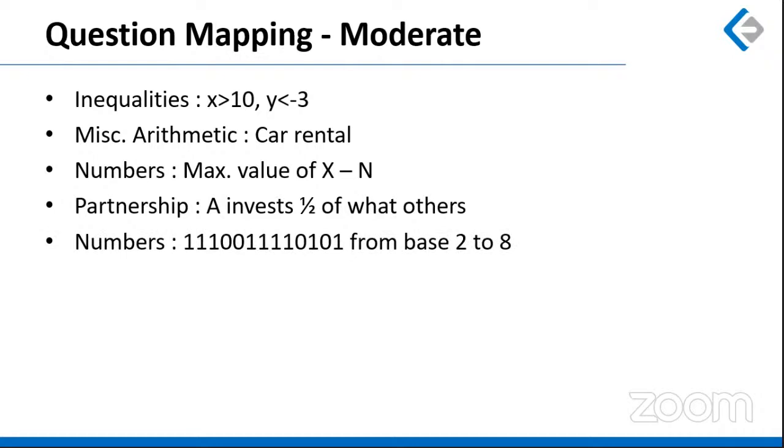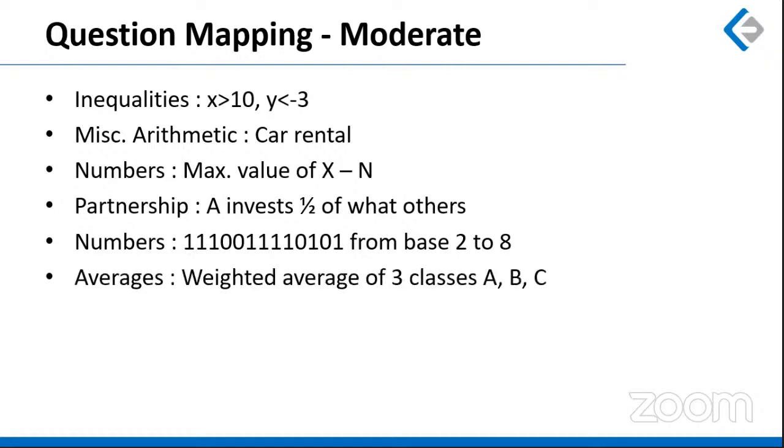A question based on numbers where the given binary number, which was 11000011110101, was supposed to be converted from binary to base 8. So there is a proper approach to convert a binary number into base 8. What you have to do is make groups of 3 digits at a time and start finding out their place values.